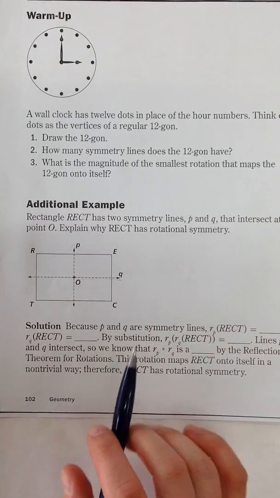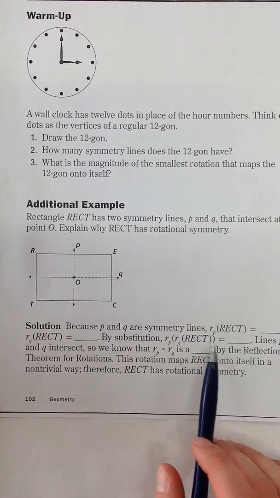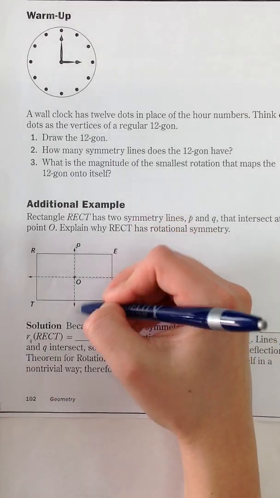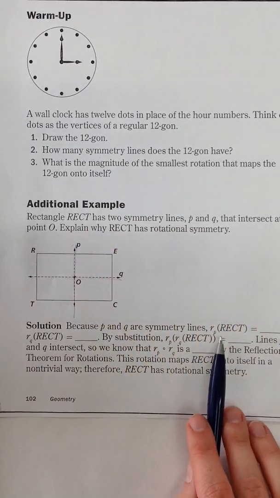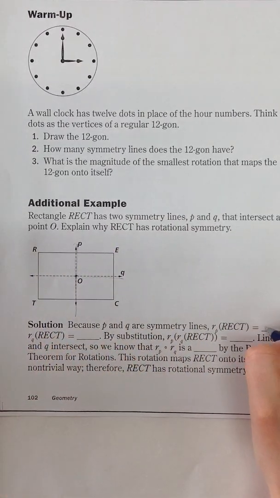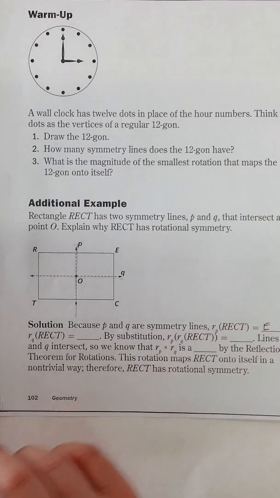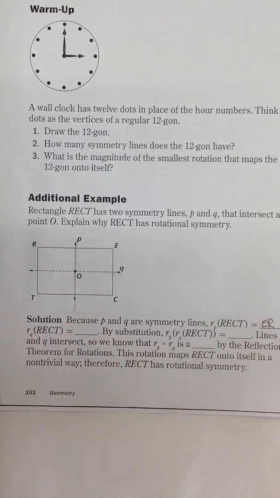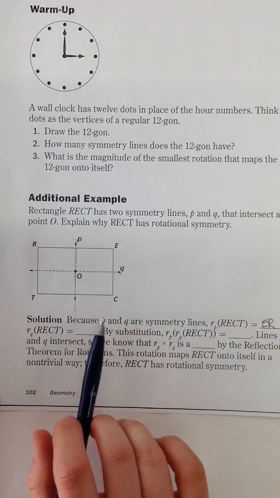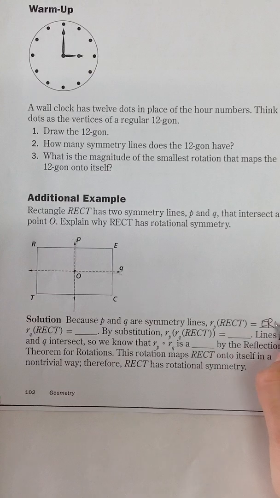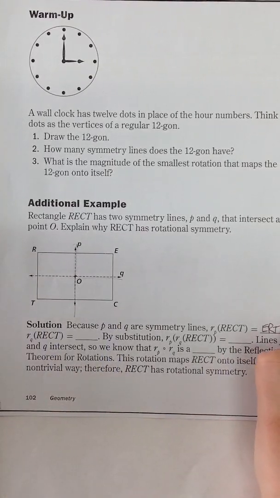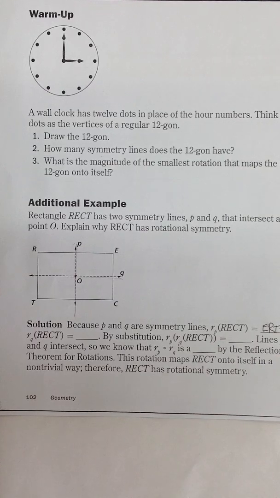Okay, so it says because P and Q are symmetry lines, if we take and flip this shape over P, so basically we're flipping over this line here, then R flipped over is E. E flipped over is R. Then C flipped over is T. And the last one, T flipped over, is C. So that's just doing a reflection over P.